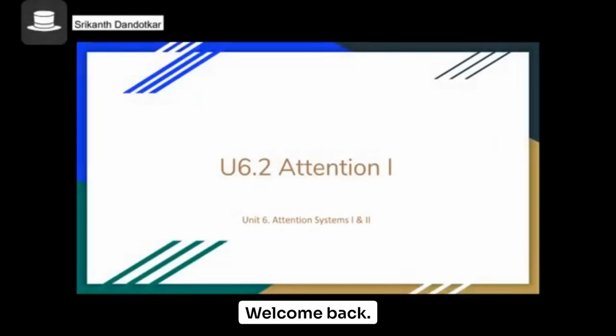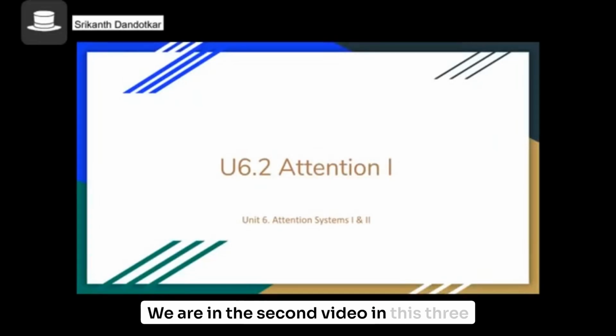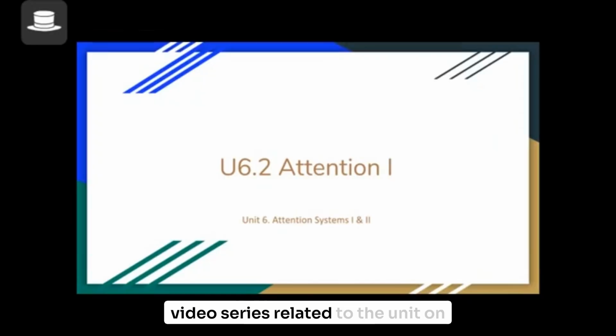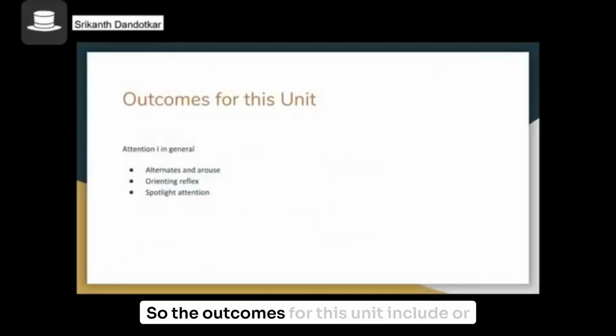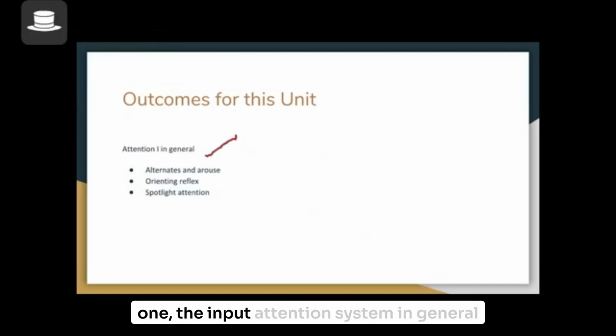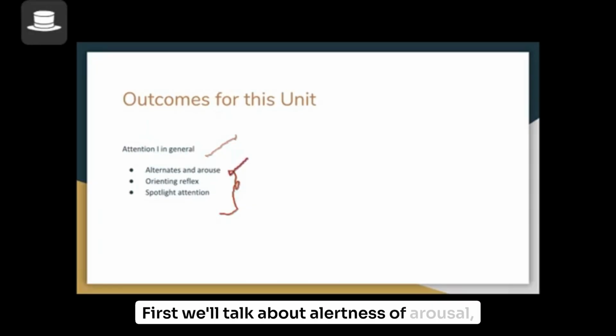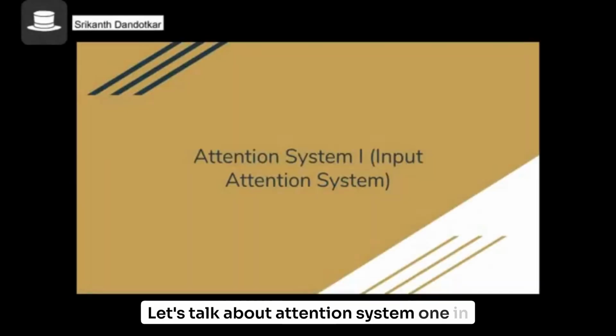Okay, welcome back. We're in the second video in this three-video series related to the unit on attention. And we're talking about attentional system one, also called the input attentional system. So the outcomes for this video include: we'll talk about attention one, the input attentional system, in general first. Then we'll talk about the six meanings we have put together under this umbrella. First, we'll talk about alertness or arousal, and then we'll talk about orienting reflex, then we'll talk about spotlight attention in that order. Let's talk about attention system one in general first.